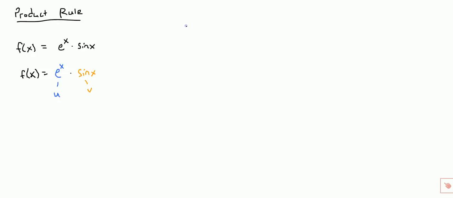So in general, if we have a function that is one function u multiplied by another function v, then the derivative is going to be u prime v plus v prime u. Okay, so this is the rule, this is the product rule. This is how we take the derivative of a function that is a product of two functions.